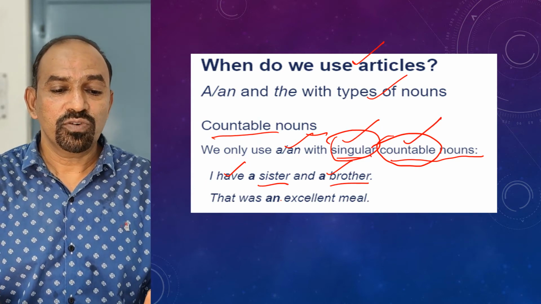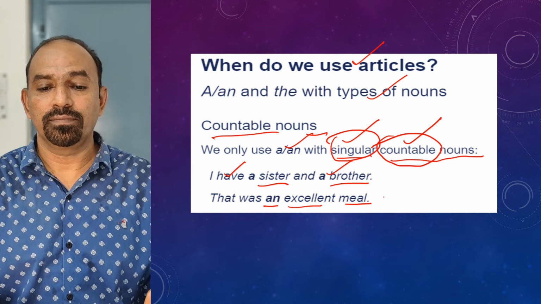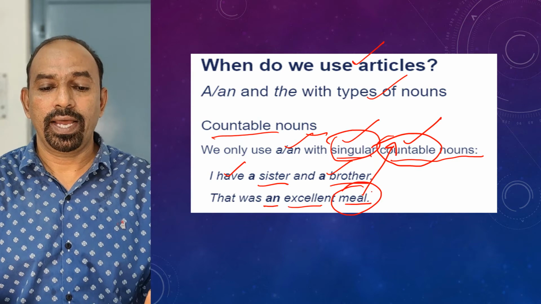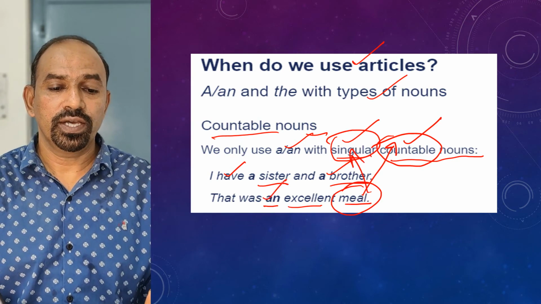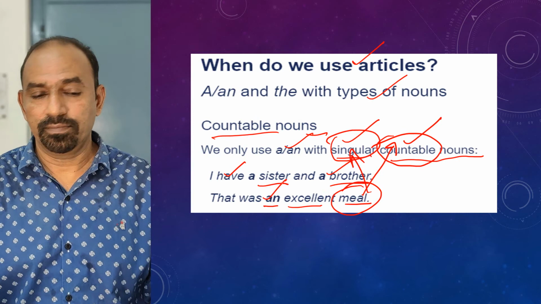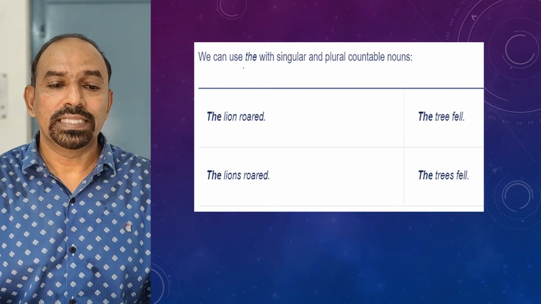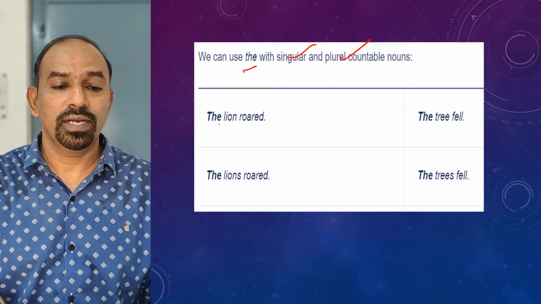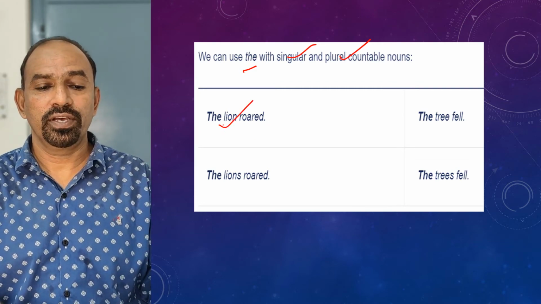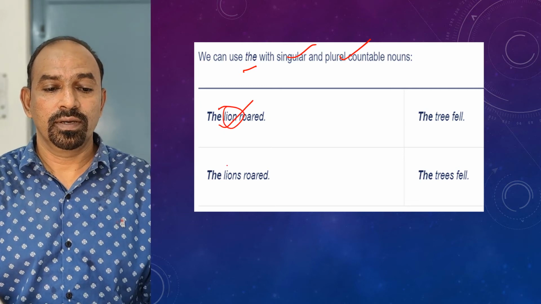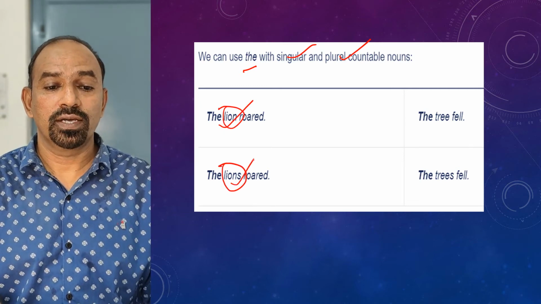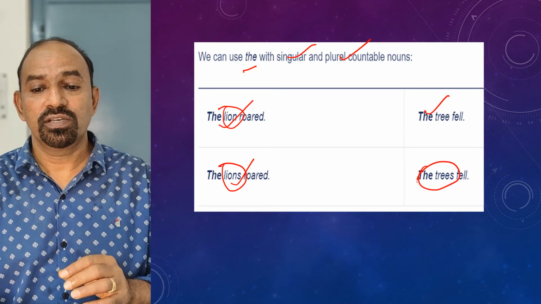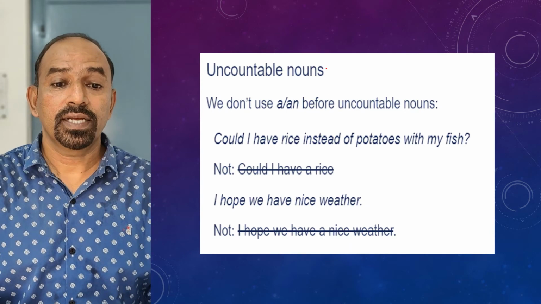That was an excellent meal. Meal is the noun here. It is countable and singular. So we used an excellent meal. We can use the with singular and plural countable nouns. For example, the lion roared. Here, lion is singular. The lions roared. Lions is plural. The tree fell. The trees fell.